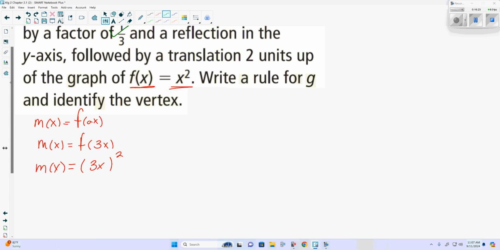Now we have a reflection in the y-axis, called h of x. A reflection in the y-axis is normally f of negative x. But we're not applying it to f of x, we're applying it to m of x. So a reflection in the y-axis would be m of negative x, which means we're going to replace every x in m of x with negative x. Yes?